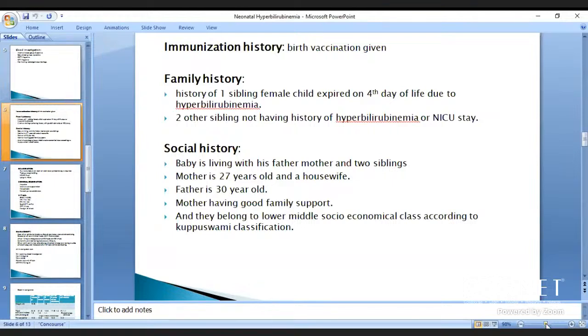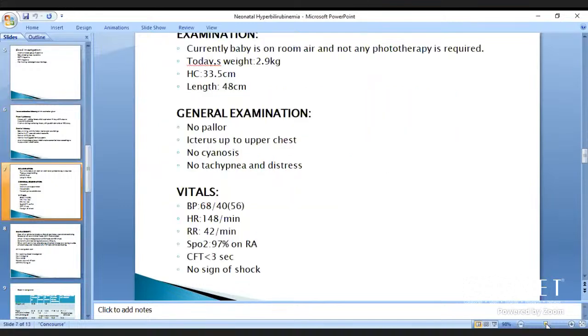Birth vaccination was given and family history was positive, with one sibling, a female child, who expired on the fourth day of life due to hyperbilirubinemia. Parents do not give any history of exchange transfusion, just history of phototherapy, and the two other siblings have no history of hyperbilirubinemia or NICU stay. Social history: the baby is living with his father, mother, and two siblings. The mother is 27 years old and a housewife, and the father is 30 years old and a farmer. The mother lives with good family support, and they belong to the lower middle socio-economic class according to the Kuppuswamy classification.